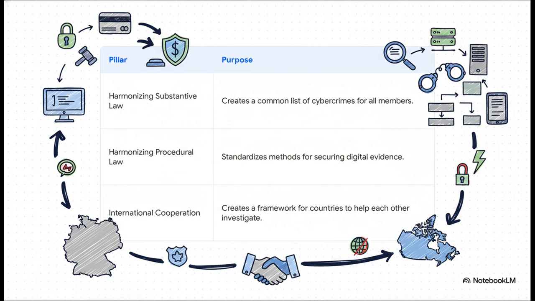The way the convention works is pretty smart. It's built on three main pillars. Pillar 1: it gets all the member countries on the same page about what a cybercrime is. They all agree to outlaw the same basic list of offenses. Pillar 2: it standardizes the how, the procedural rules for investigating these crimes. And Pillar 3, which might be the most important part, is it creates a system for international cooperation, so that an investigator back in Germany can actually pick up the phone and get real help from law enforcement in Canada.